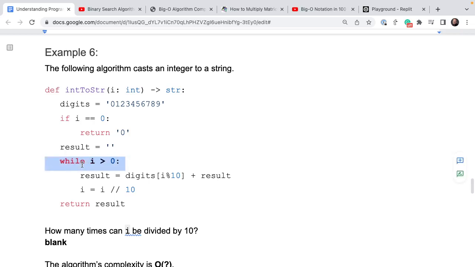So it is an iterative algorithm, hence we see while i is greater than 0. Did anyone catch what this algorithm is doing? The page tells you if you weren't sure.